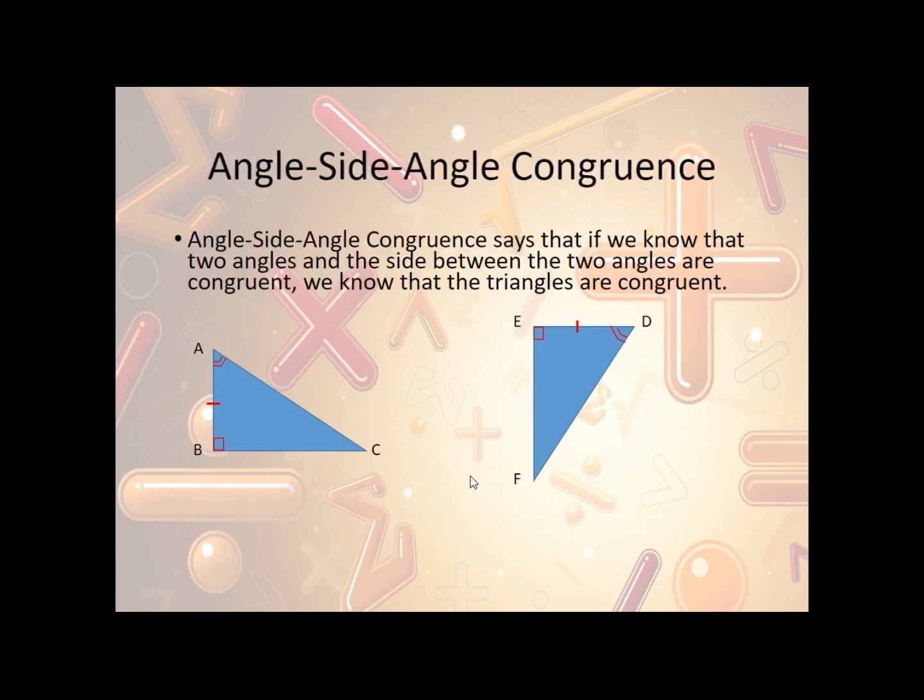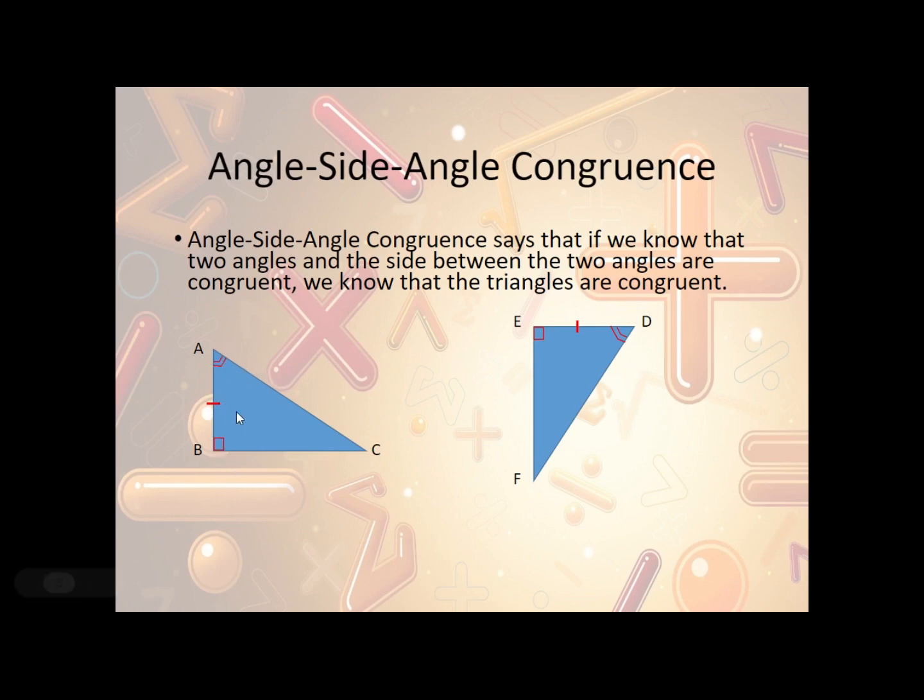In fact, it does. And it's because we use this theorem called the angle-side-angle theorem, or ASA congruence theorem. And the angle-side-angle congruence says that if we know two angles and the side between the two angles are congruent, then the triangles are congruent. So if you notice, we have an angle, a side, and an angle. Again, order matters. So we have the side that we know comes between the two angles that we know.